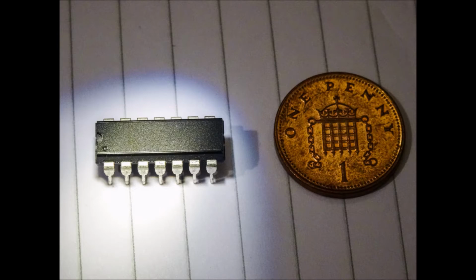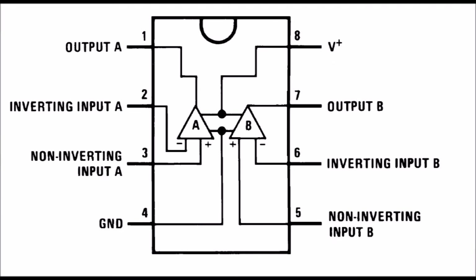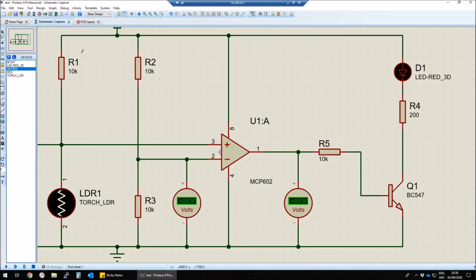If there is only a single amplifier contained in the chip, then the pins are broken out like so. And if there are dual amplifiers contained in the chip, then the pins are broken out like this. The MCP602 is a dual op-amp chip, so there are 2 op-amps inside this single chip, and the pins are broken out like this.